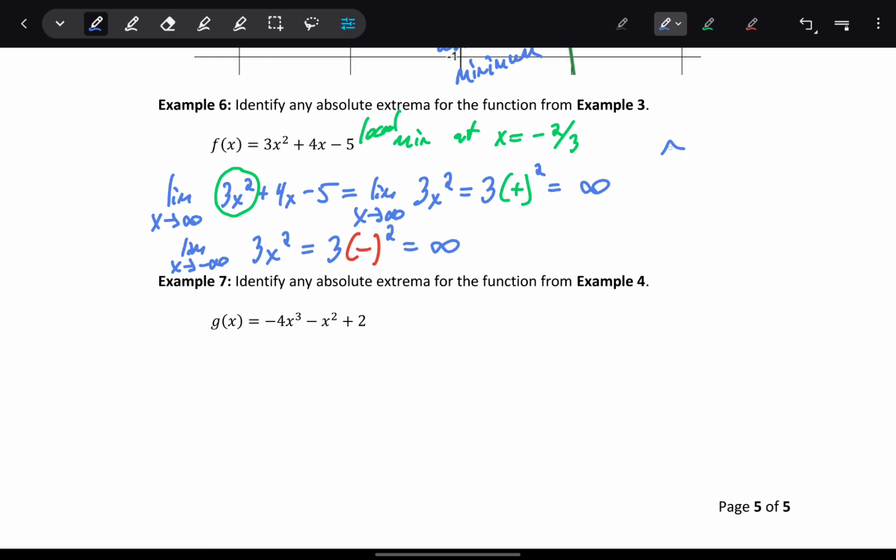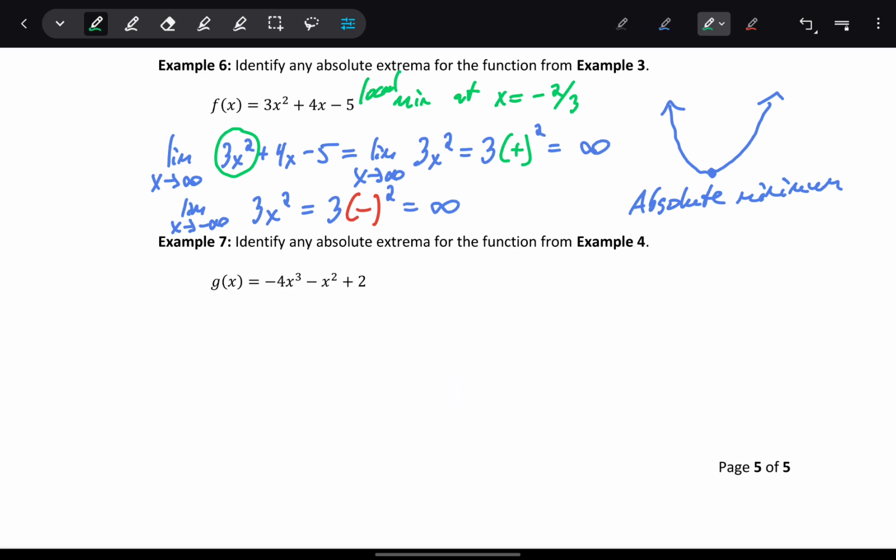That is, as x approaches both positive and negative infinity, our function is headed off to positive infinity, but we know we have a single local minimum occurring. That means in this case that that's also an absolute minimum, because the function will never take on a lower function value than it does at negative 2/3.